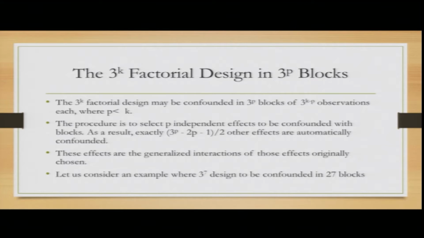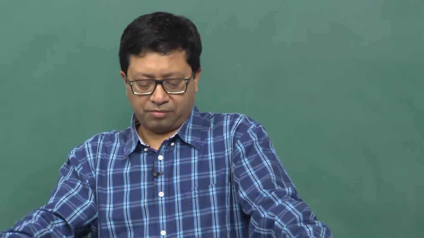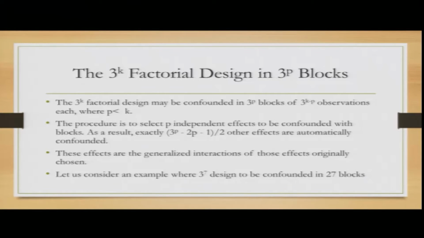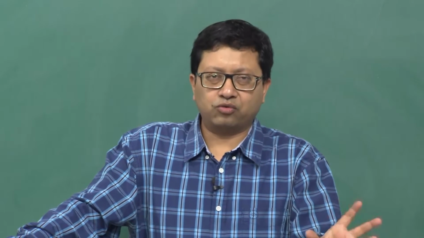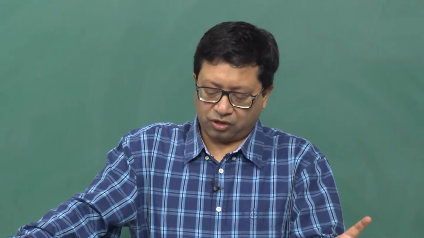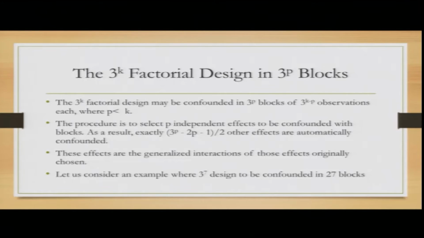The procedure is to select p independent effects to be confounded with the blocks and find out their effects accordingly. As a result, the number of other effects which are automatically confounded would be given by (3^p minus 2p minus 1) divided by 2. Here 3 to the power p blocks are there, and the minus 1 is for the loss of degrees of freedom. So, that would be the total of other effects which are automatically confounded. These effects are the generalized interactions of those effects originally chosen.